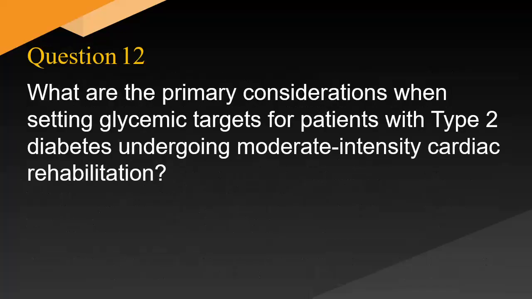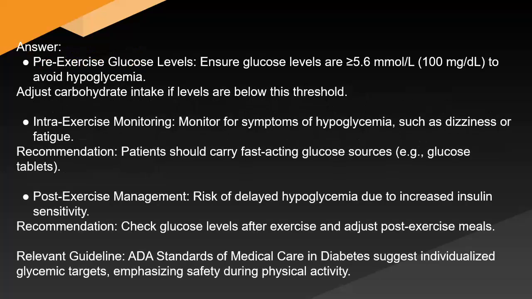What are the primary considerations when setting glycemic targets for patients with type 2 diabetes undergoing moderate intensity cardiac rehabilitation? Answer. Pre-exercise glucose levels. Ensure glucose levels of 5.6 mmol/L (100 mg/dL) to avoid hypoglycemia. Adjust carbohydrate intake if levels are below this threshold.